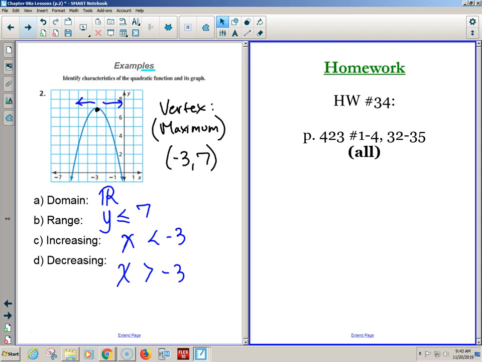But make sure you grab down homework number 34, page 423, 1 through 4 and 32 through 35. Tomorrow we're going straight to notes to finish section 8.1. And then we're going to have a little factoring competition to see if you guys are truly ready to improve your test scores on Friday.